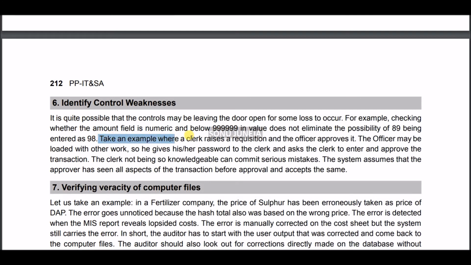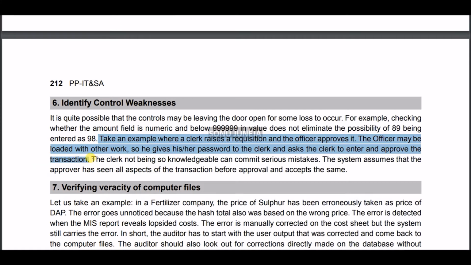So take an example where the clerk raises a requisition and the officer approves it. The officer may be loaded with other work. So he or she gives his or her password to the clerk and asks the clerk to enter the approved transaction. देख लो जी, क्लर्क को आप इंफॉर्मेशन सिस्टम एक्सेस दे रहे हो और आप वो कह रहे हो कि कोई रिक्वेजिशन है और ऑफिसर ने अप्रूव कर दिया और क्लर्क को बोला है कि आप अपनी रिक्वेजिशन खुद डाल देना, मैं आपको अपना आईडी और पासवर्ड दे देता हूँ.